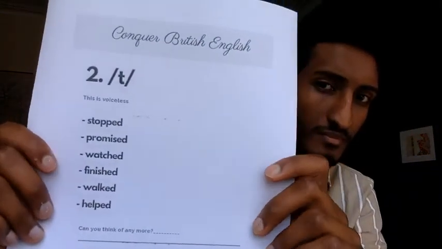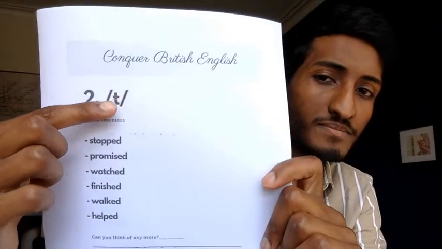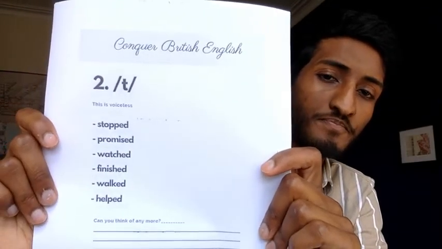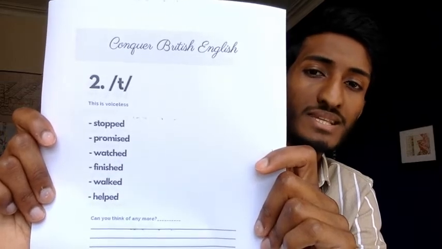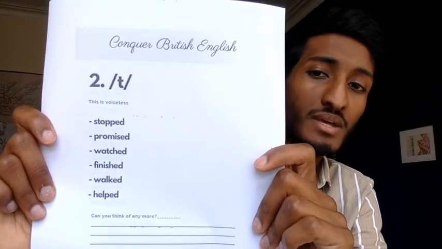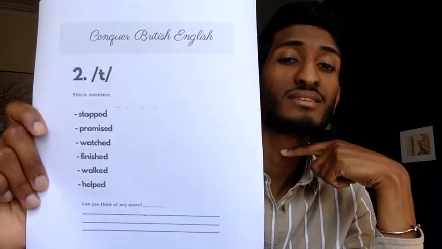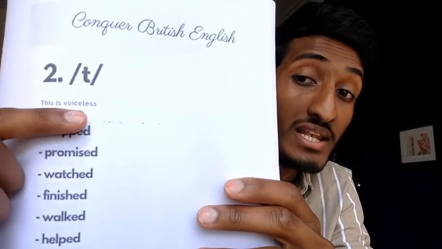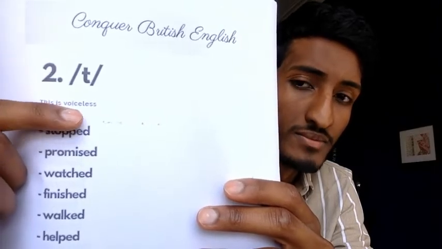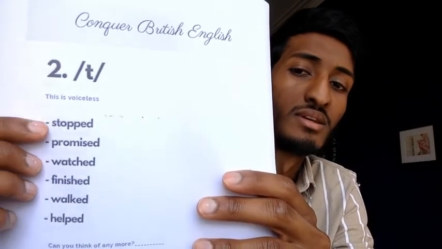Let's move on to the next sound. T. It's like a t sound, just make the T. This is voiceless. When you end the word, it actually sounds like a T sound. And it's voiceless. You won't feel the vibration. So let's practice this one.